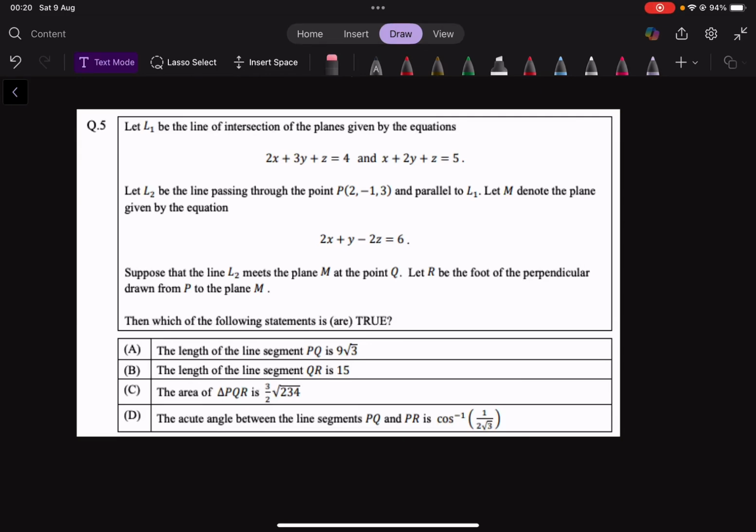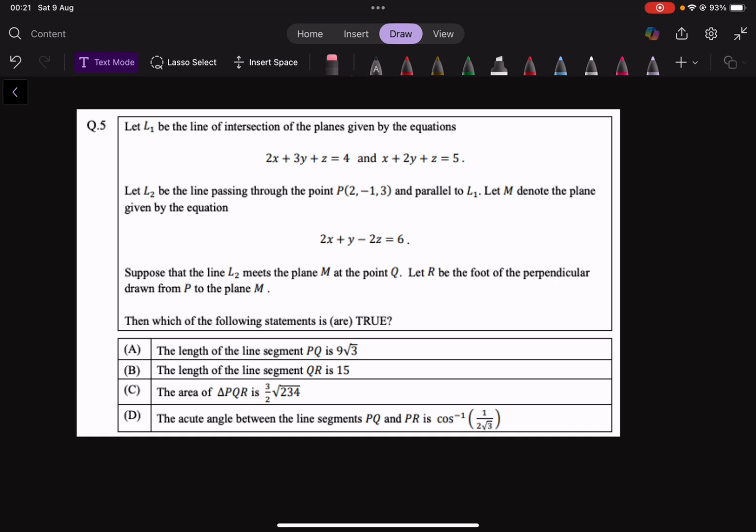In this video, I'll be solving the fifth problem of JEE Advanced 2025 paper 1. So we were given two planes, and their line of intersection is L1. And we were given another line L2 which is passing through a point P and is parallel to line L1.